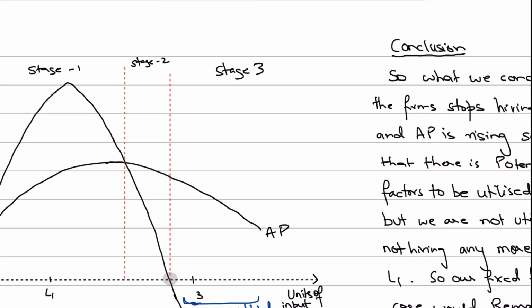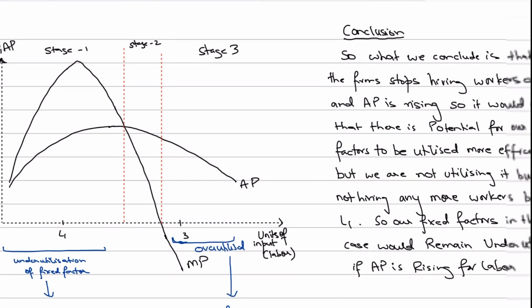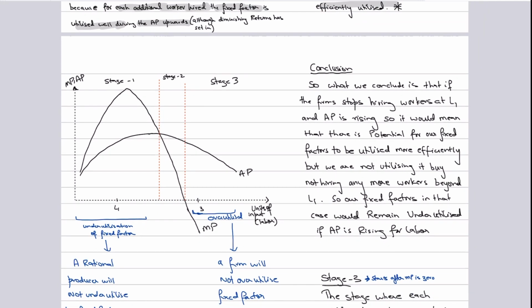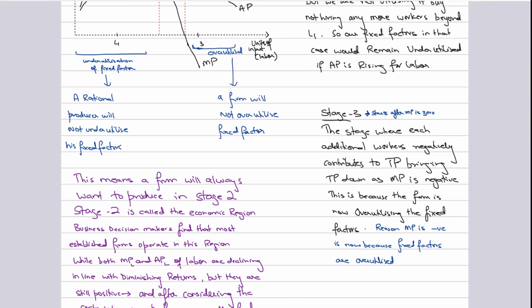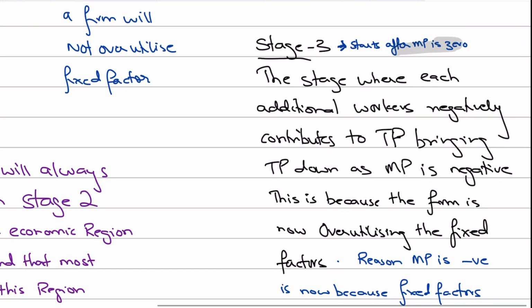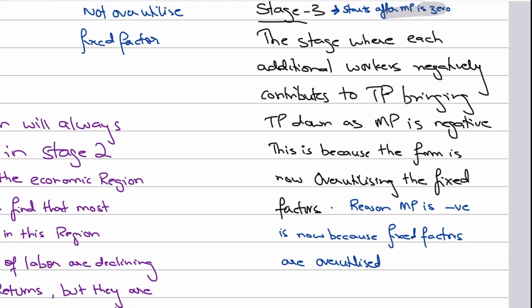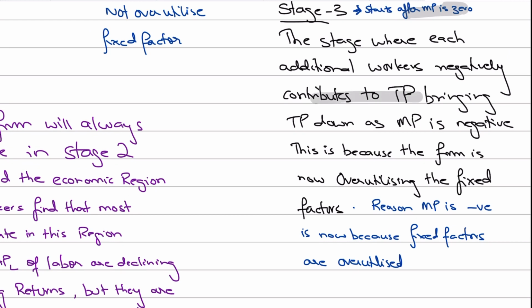But even in stage two, average has started falling a bit because your marginal is less than your average. So when your marginal is less than the average, your average starts falling, right? Here the average is falling but slightly, but then the situation gets worse when your marginal product becomes negative. It drastically pulls your average down, right? That's stage three. In stage three, which starts after your marginal product becomes zero, each worker is negatively contributing to total product, which is bringing the total product down, because your MP is negative, right?